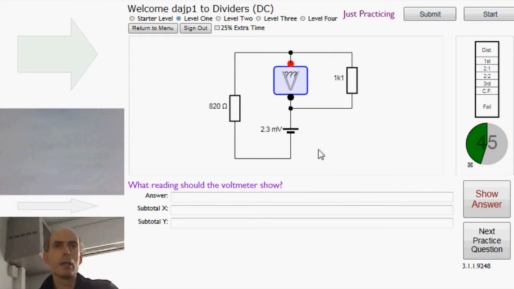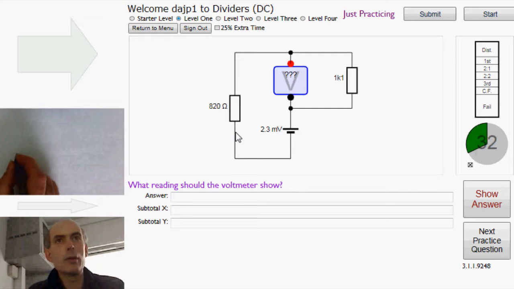Right, next one. This is a potential divider. It might not look much like a potential divider, but that's just because the circuit has been drawn in a slightly unfamiliar way. But it is just a standard potential divider. How to see that? Well, perhaps the simplest way is just to rotate these components a bit. If I moved this 2.3 millivolt voltage source just around, which I can do, then I would end up with something that looked like this.